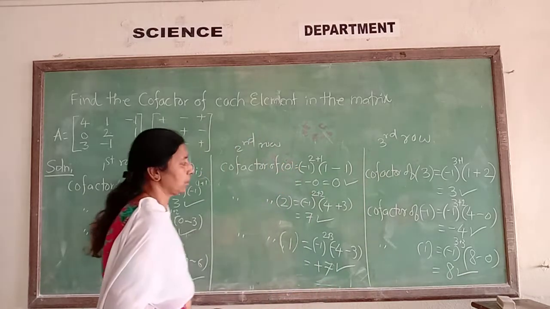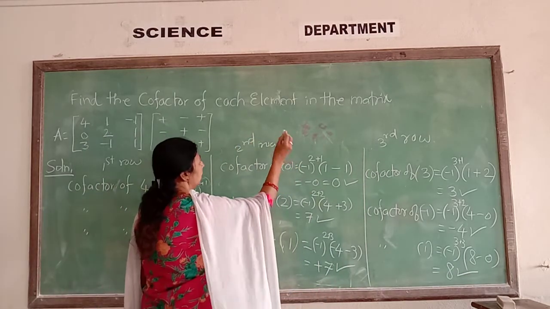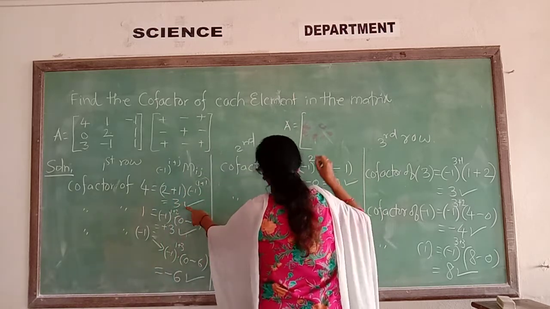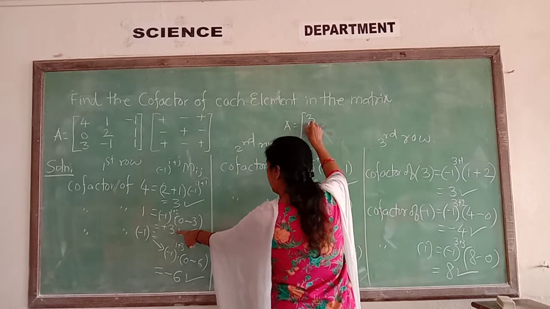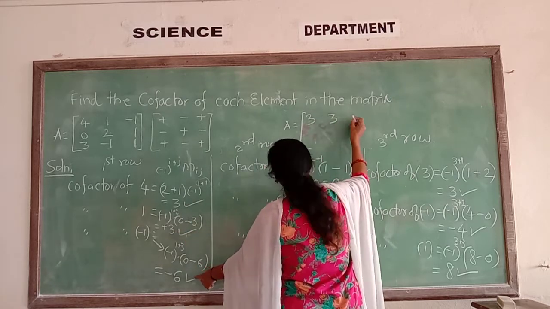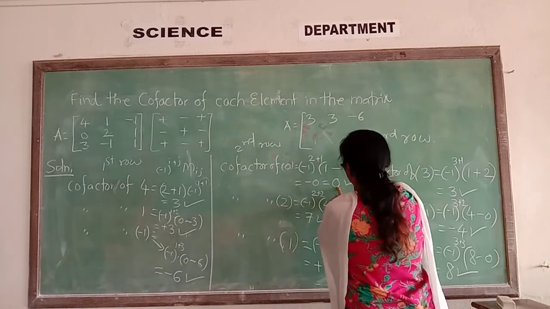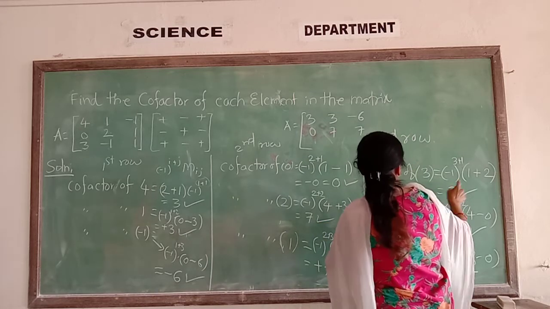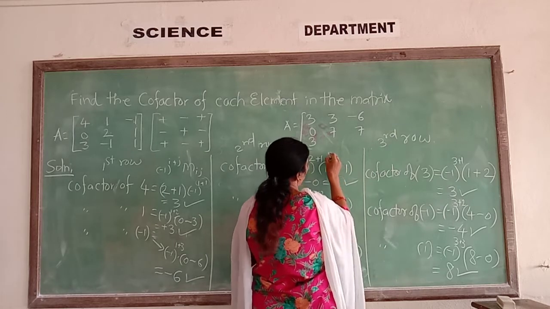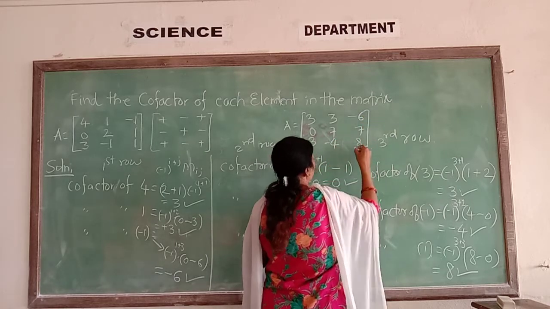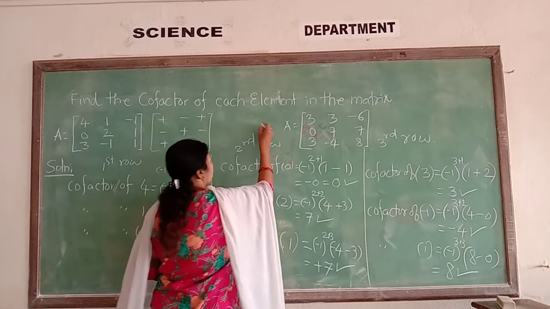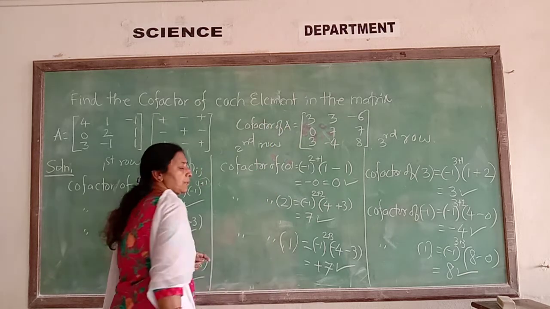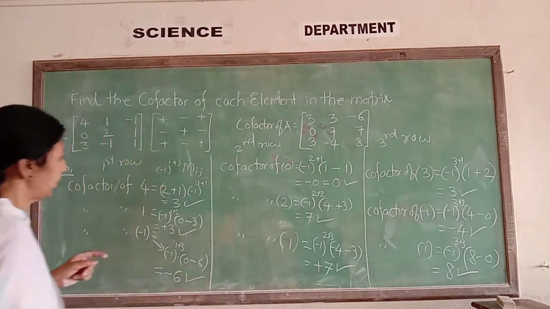So now you have to write the matrix and enter all these elements in this. First it is 3 and then again 3 and then minus 6. Coming to the second row, 0 and 7 and again 7. Coming to this, 3, minus 4, 8. So this is the cofactor matrix of the given matrix. Cofactor of A is this. Got it?